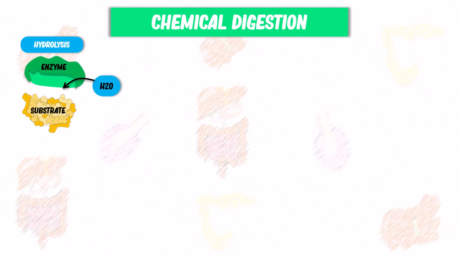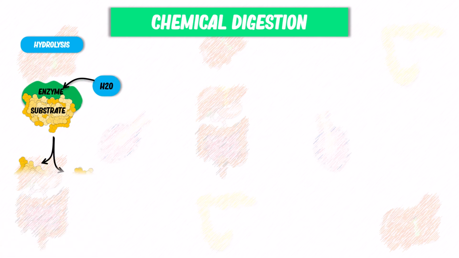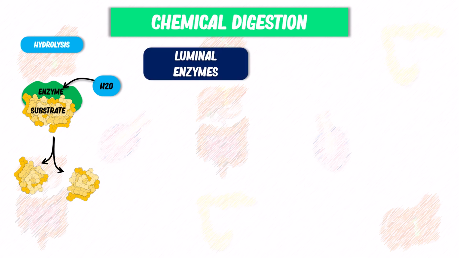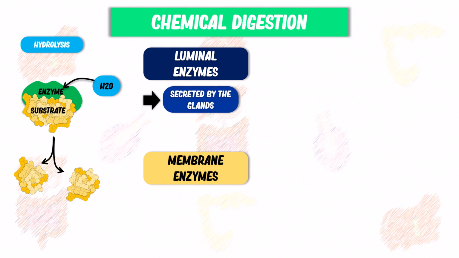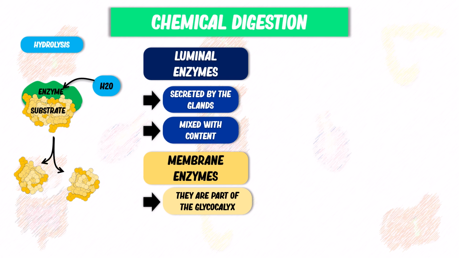Chemical digestion by enzymes involves hydrolysis, the breaking of chemical bonds by adding water. Digestive enzymes fall into 2 main categories: those that act in the intestinal lumen and those attached to the enterocyte membrane. Luminal enzymes are secreted by glands such as the salivary glands, gastric glands, and primarily the pancreas, mixing with the food content. Enzymes attached to the enterocyte membrane form part of the glycocalyx, completing molecular breakdown.